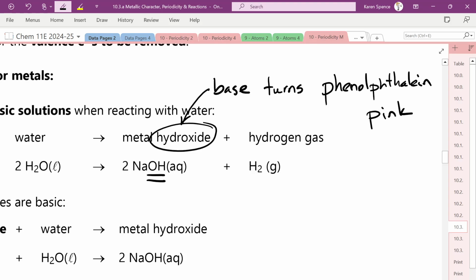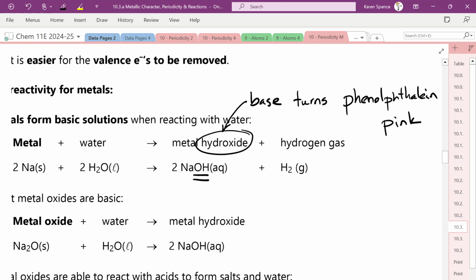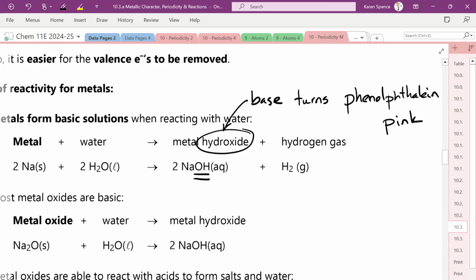Now, this is an exothermic reaction. So where would our heat term go? Goes on the right side. And do you guys know anything about hydrogen gas, the properties of hydrogen gas? It's not just flammable, it's explosive.